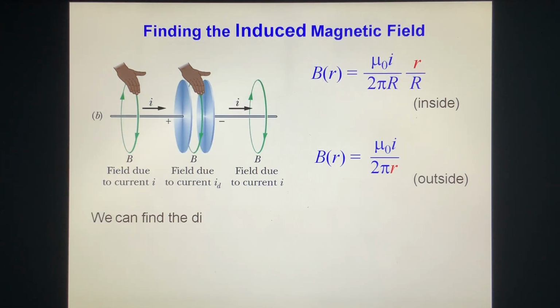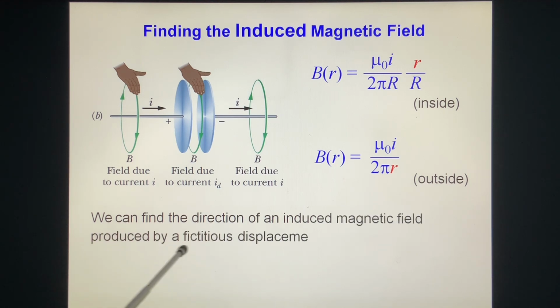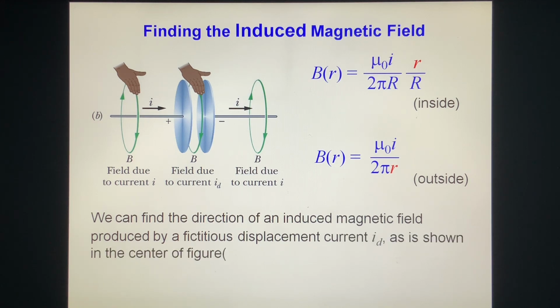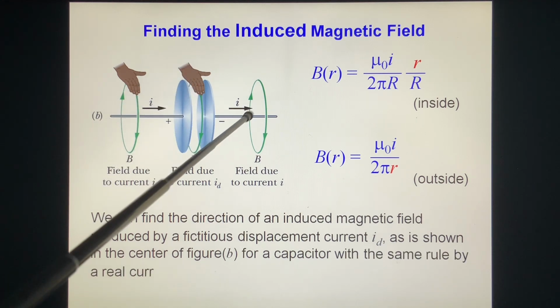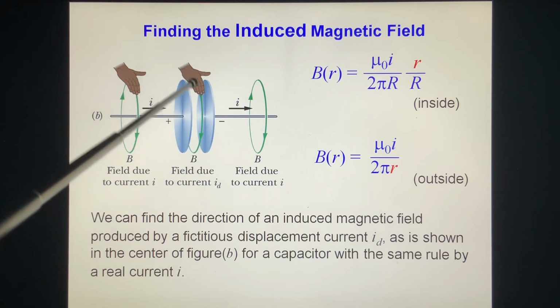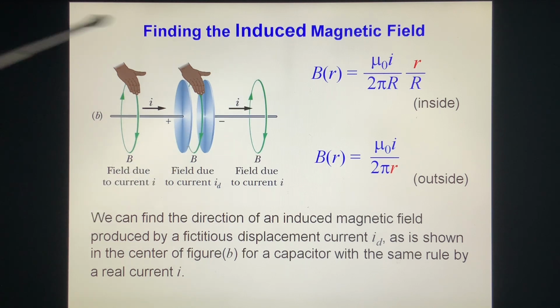We can find the direction of the induced magnetic field produced by a fictitious displacement current I_D, as shown in the center of the figure. This one. Same thing. We take I_D as a real I and can find the direction.